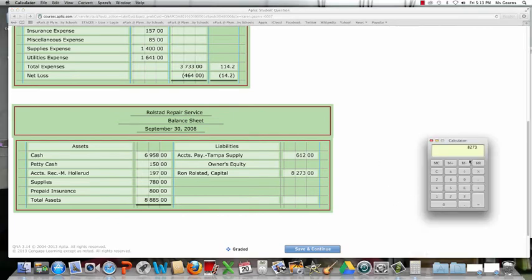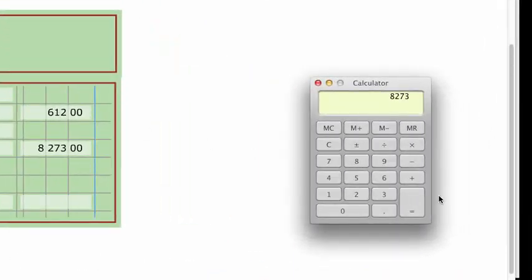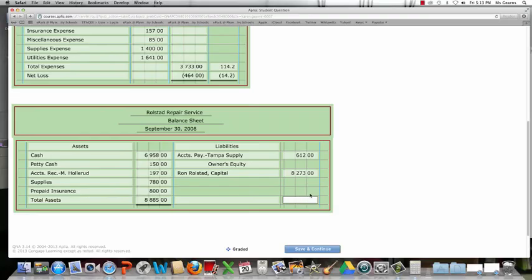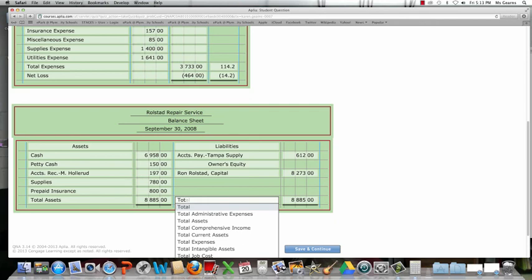I take that number and I add it to my liabilities total. And I get 8,885. I just love it when I balance. I'm going to list this as total liabilities and owner's equity.